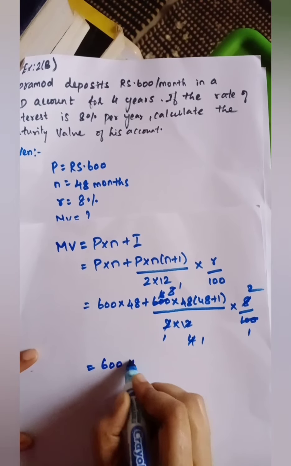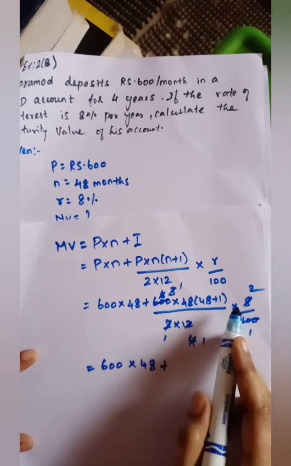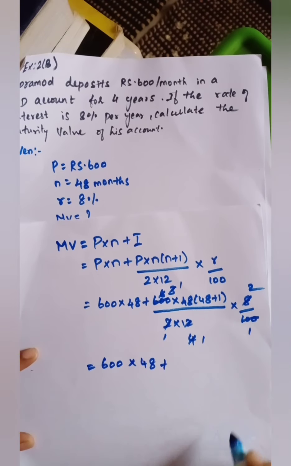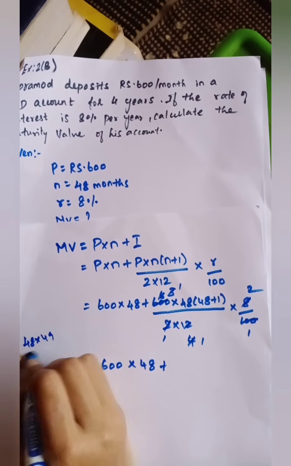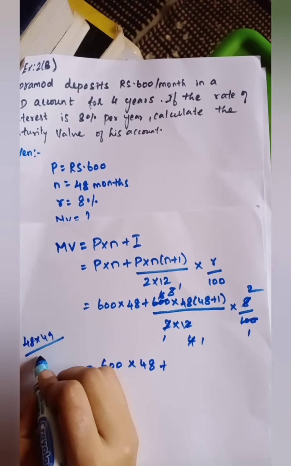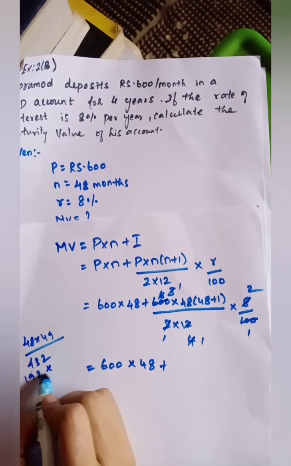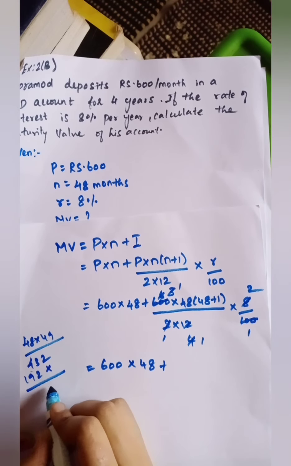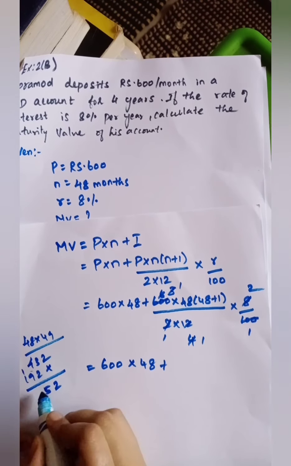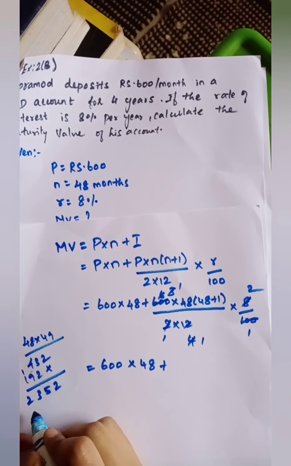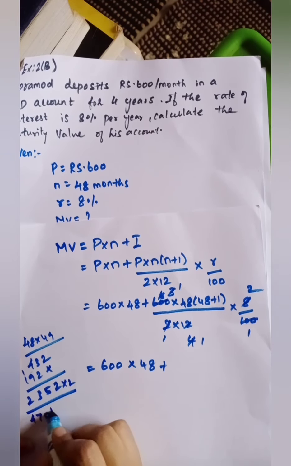So 600 into 48 plus 48 into 49. So 48 into 49 will be 2352. Then 2352 into 2 is 4704.